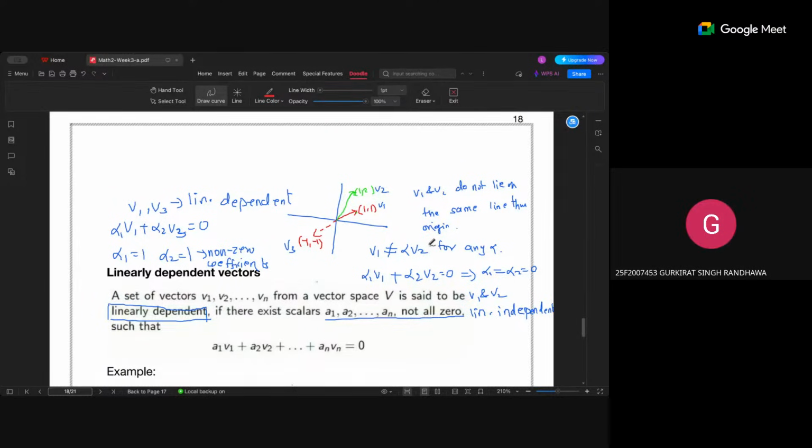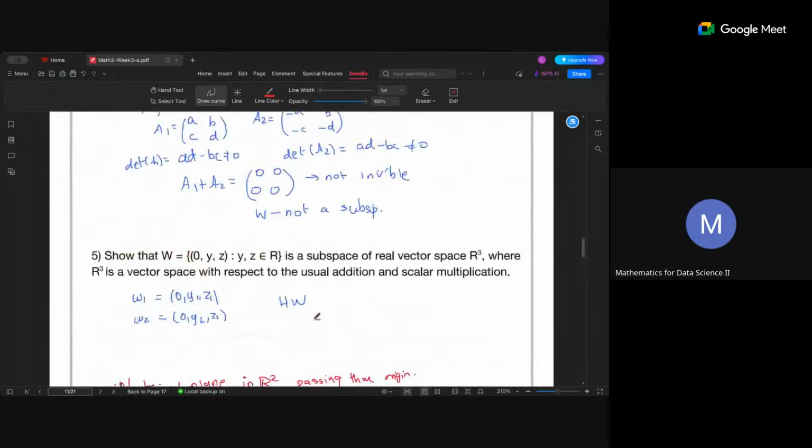And if alphas are 0, we can say it is independent. Yes, suppose in this equation the only solution is that all of them are 0, then in that case we can say that they are linearly independent. Fine. So we will continue with the linear independence definition and the further topics in the next session.